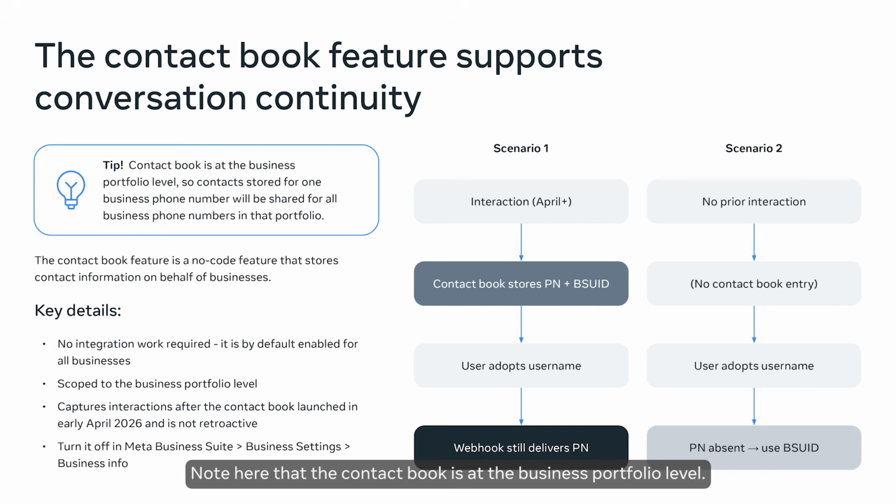Note here that the contact book is at the business portfolio level, so contacts stored for one business phone number will be shared for all business phone numbers in that portfolio. If a user interacts with your support number, the contact is also available for your marketing number, as long as they are in the same portfolio.